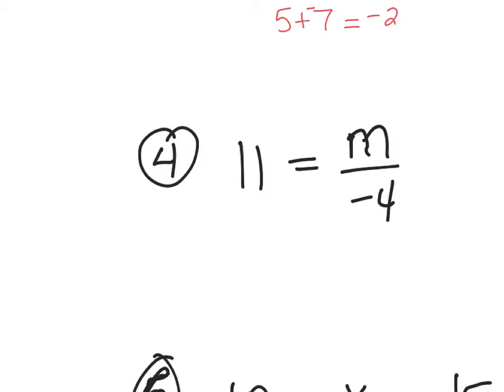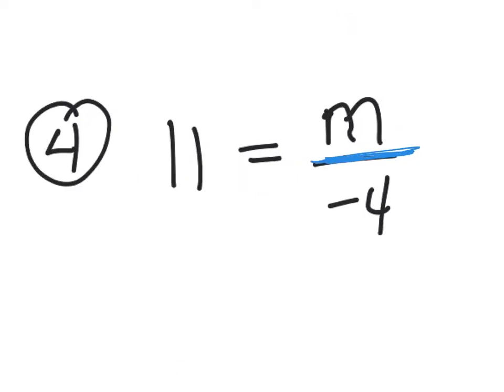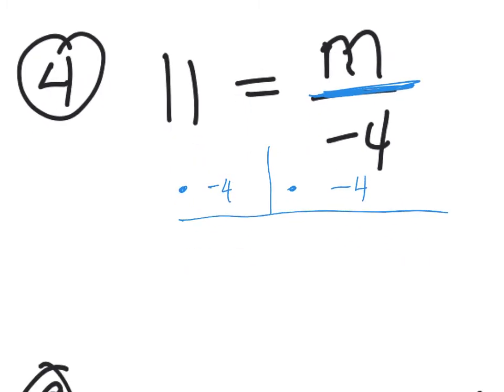Look at this one. Notice that m is being, what does that line mean? Divided by negative 4. What undoes division? We're going to multiply both sides by the same number they divided by, which is negative 4. Positive times negative is? So we get negative 44 equals m.